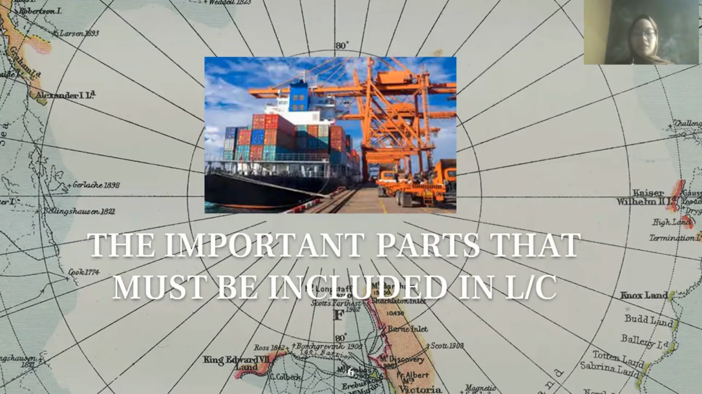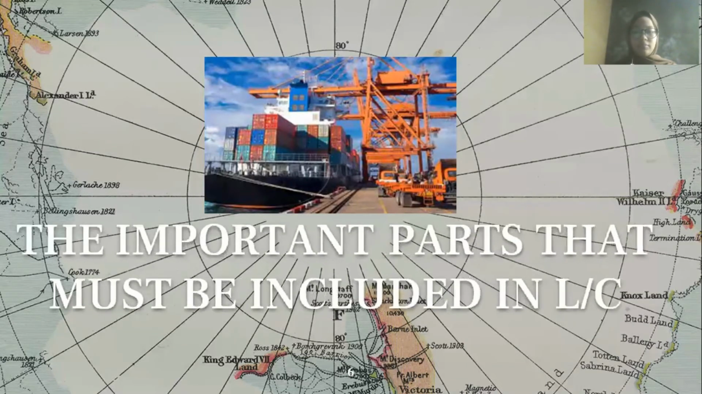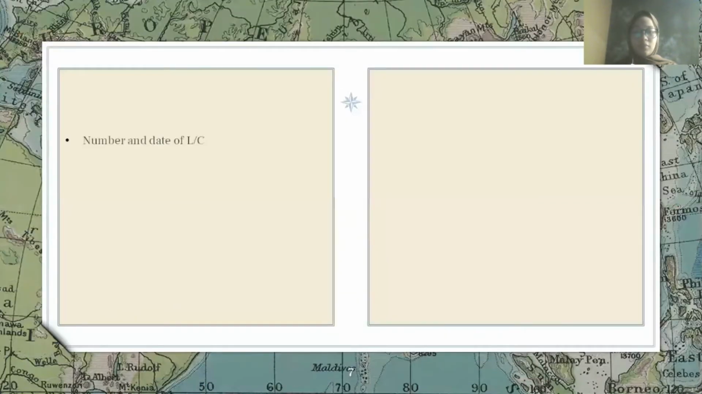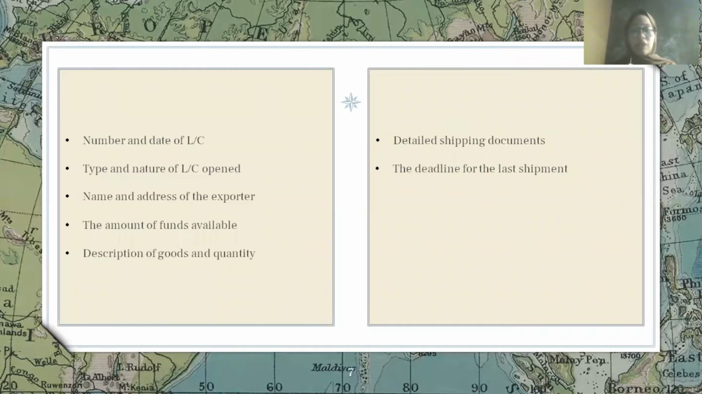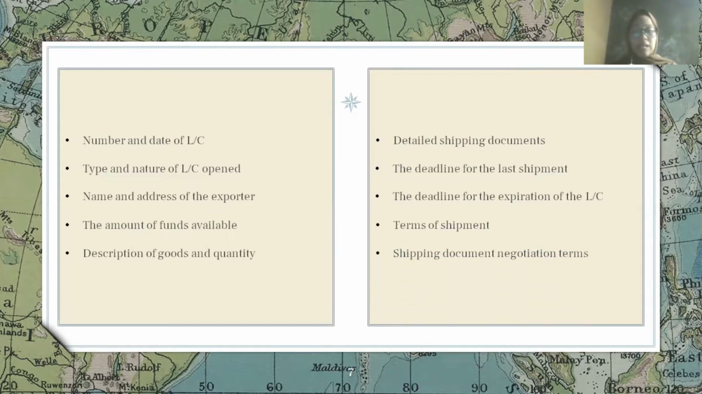The important parts that must be included in a letter of credit. First, number and date of the letter of credit, type and nature of the letter of credit opened, name and address of the exporter, the amount of funds available, description of goods and quantity, detailed shipping documents, the deadline for the last shipment, the deadline for the expiration of the letter of credit, terms of shipment, and the last shipping document negotiation terms.